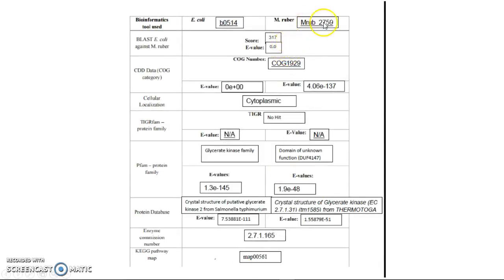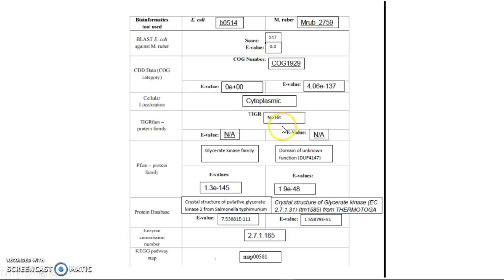Lastly, for our MRUB 2759, this one was a little bit more questionable. We actually had a score of 317 and the e-value of 0, which was a good comparison for the BLAST. Our COG number for both hits was 1929. And our e-values are very, very small, with the E. coli's being 0 and the M. ruber's also very small at 4.06 times 10 to the negative 137th power. And the predictions led us to the conclusion that it's in the cytoplasm.